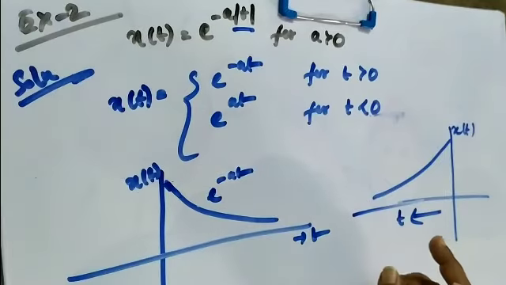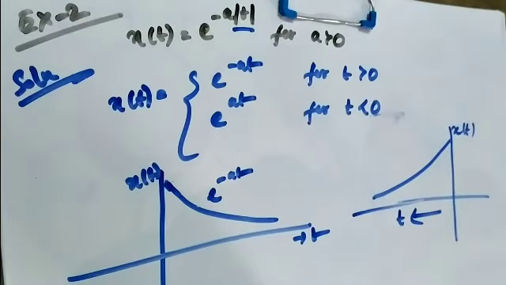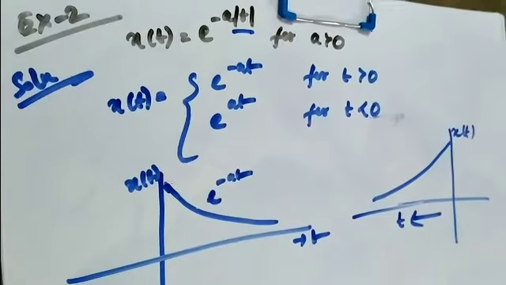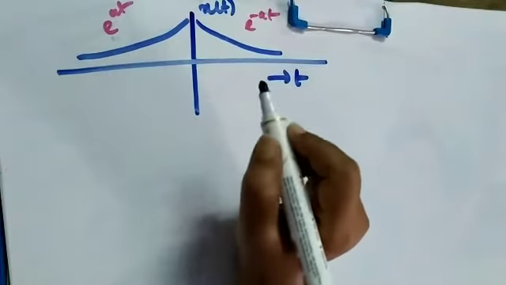Note that the actual signal will be e to the power minus a mod t. Hence, the slope will always be in a decreasing pattern. But as t is negative here, we consider only this way. So, the overall pattern of this signal will look like this.